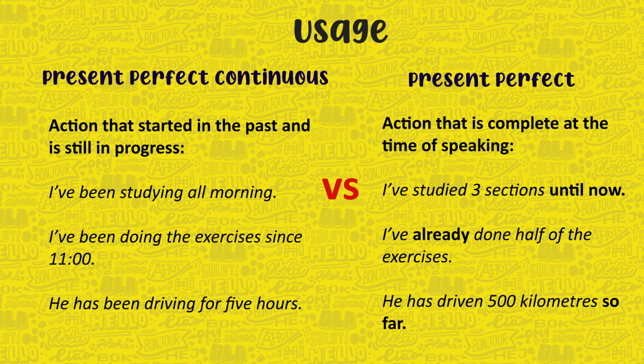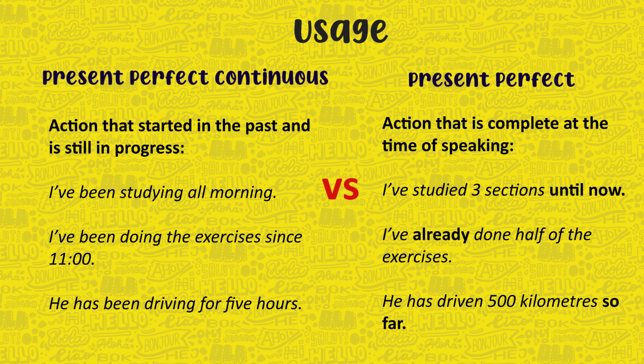Till this time that the person is speaking, the action is still ongoing. I've been doing the exercises since 11. So the person at the time of speaking is still going on with the exercises. He has been driving for 5 hours. So at the time of speaking, in this moment, the person is still driving on the road. So that's why they are using the present perfect continuous.